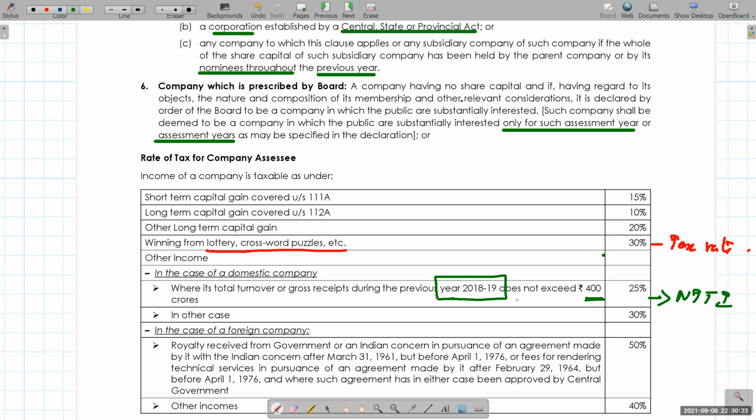Understood? Such an agreement has to be approved by the central government. If the central government approves that royalty agreement and the government or an Indian concern pays royalty income, the rate of income tax will be 50% only on the royalty income. Whatever royalty income is paid with central government approval is taxed at 50%. But on any other income, it is 40%. These are the tax rates for companies and categories.